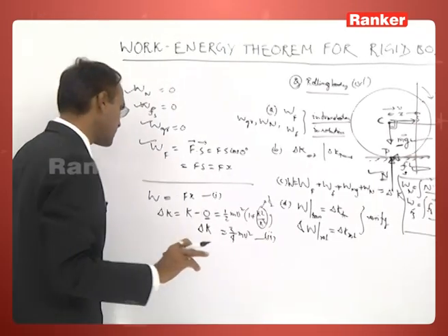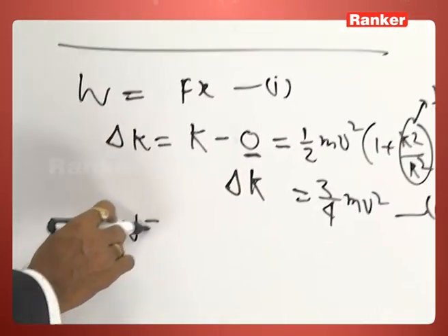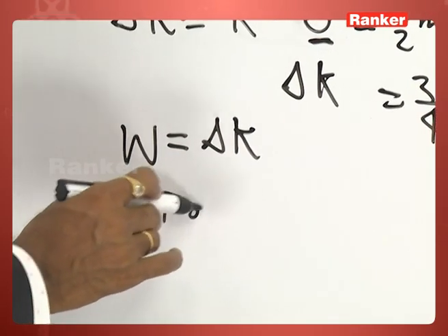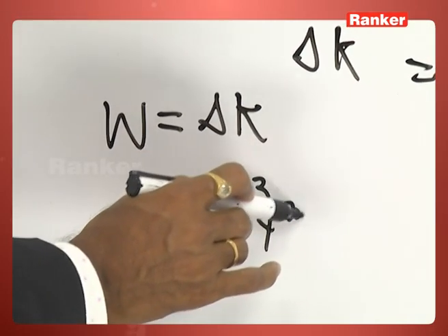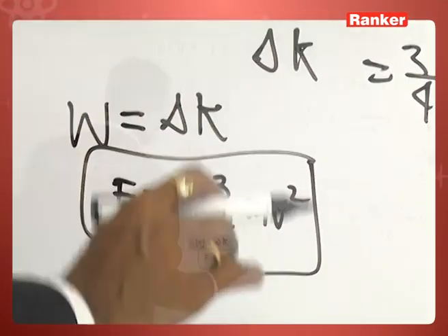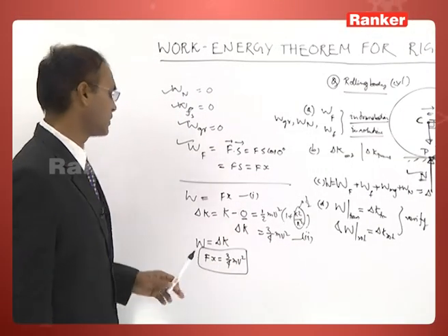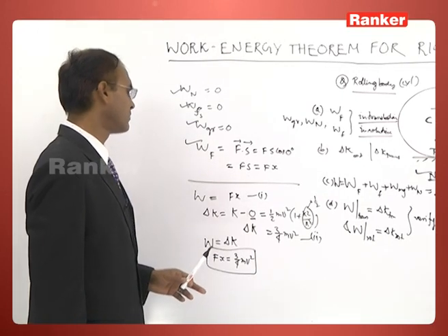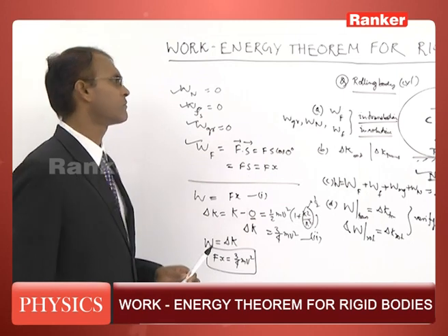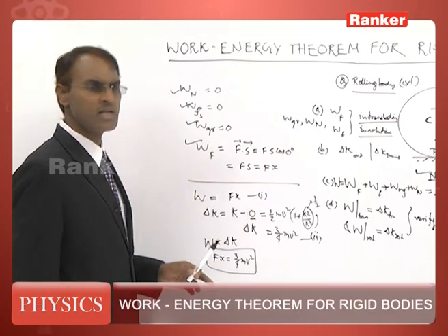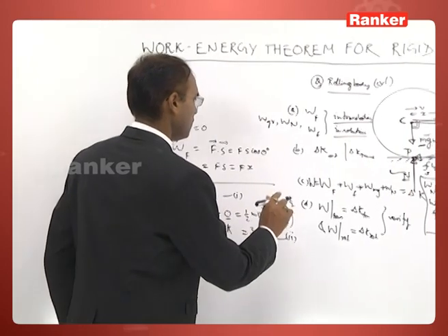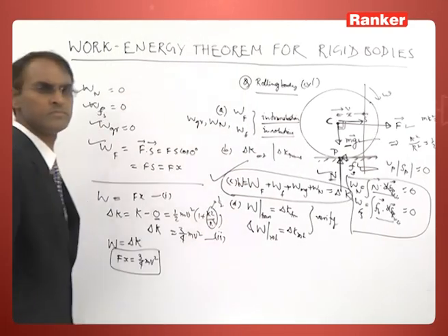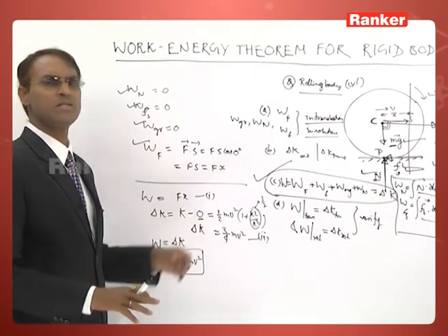Our work energy theorem states that the sum of work done by all forces is equal to the change in kinetic energy. So F into x is equal to 3 by 4 m v squared. In this way, we can apply the work energy theorem for the rigid body under the special case of rolling, and we have verified this. This portion is over. We have verified, we have used the work energy theorem.